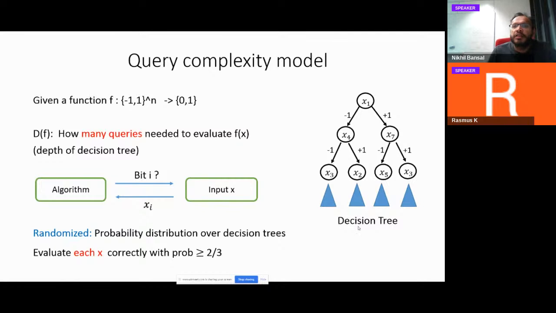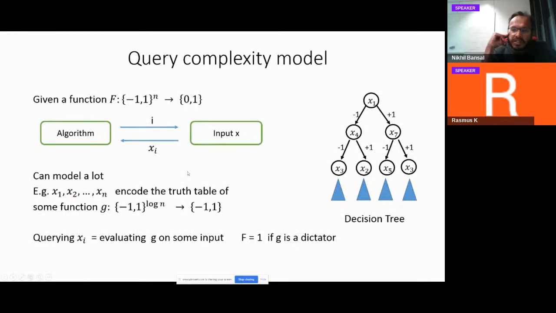It's probably something many of you have seen. Okay, this is a deterministic model, what I just described, where each time you get an answer. You can also ask about randomized query complexity, which you can view as your algorithm being a probability distribution over some decision trees. And here your goal is that for every input x, you should be able to answer it correctly with some better than half probability, let's say 2/3. So for every input x, your query algorithm should compute the right answer with some non-trivial probability, and then you are interested in the lowest depth of these decision trees. Okay.